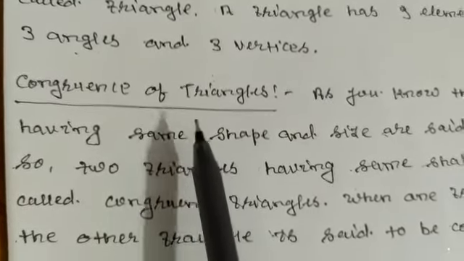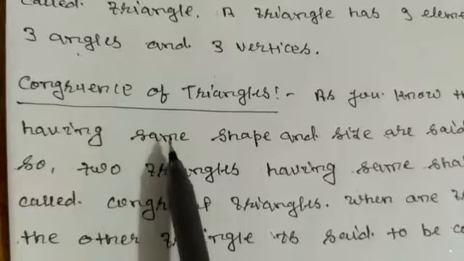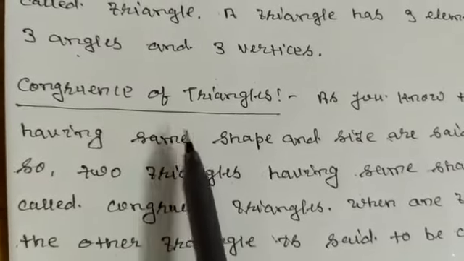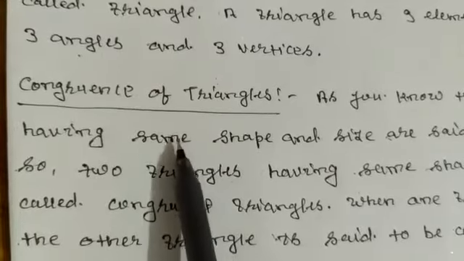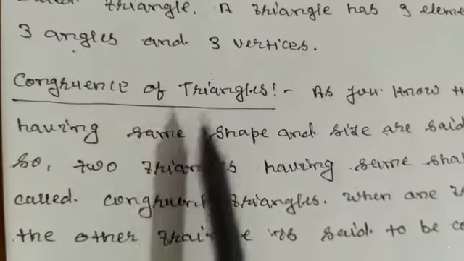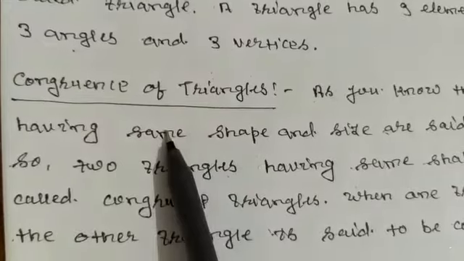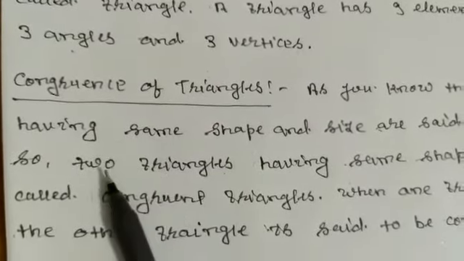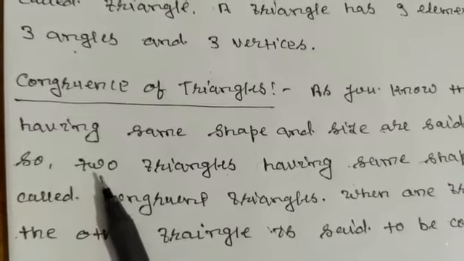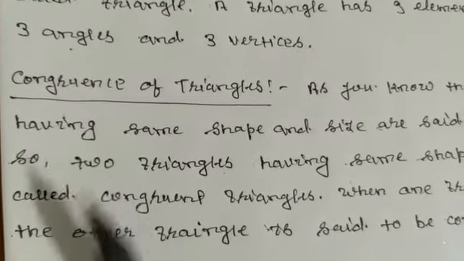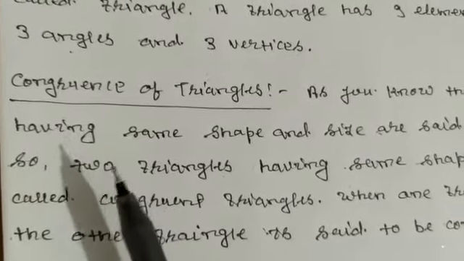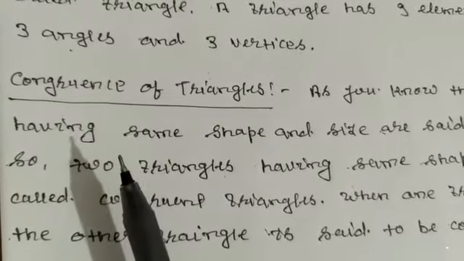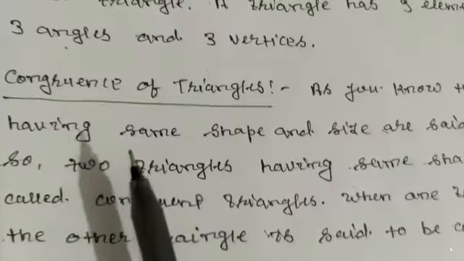Congruence, or you may call it congruent also, means two figures having the same shape and size are called congruent figures. Any type of figure. An example of congruent figures is two ₹5 coins. More examples are two mathematics textbooks of your class.